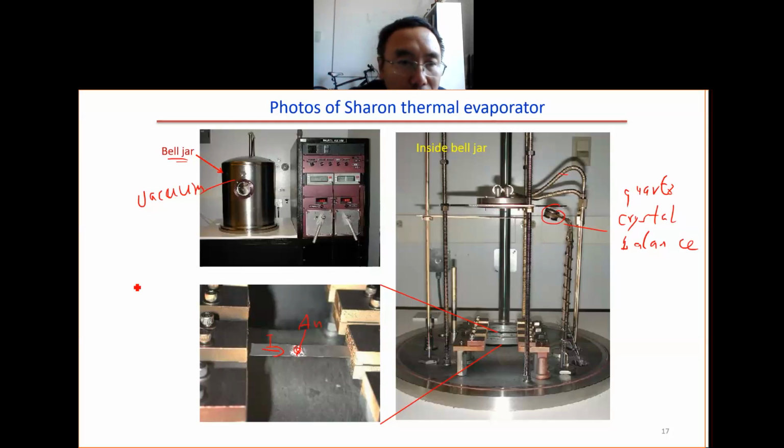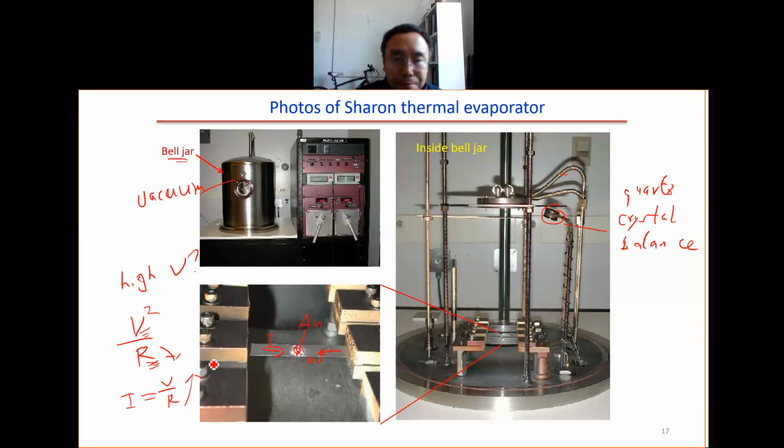Do you think we need high voltage for the heating? We know that the heating power is given by V squared over R. So we do not need a high voltage if the resistance is very, very low. When we have a high temperature metal like tungsten, a metal strap, the resistance is very, very low. Then we do not need high voltage for the heating, but the current can be very high.